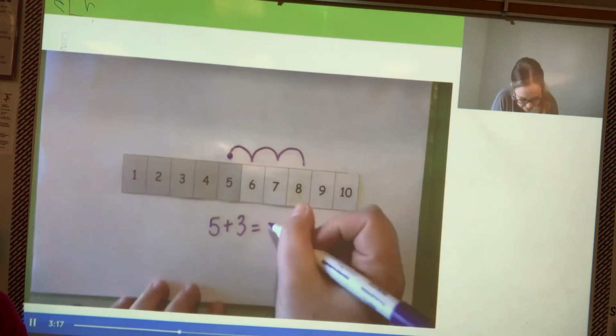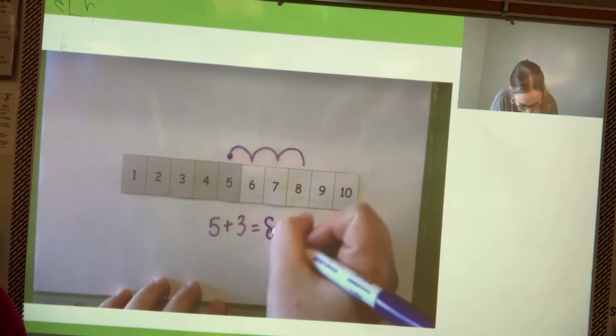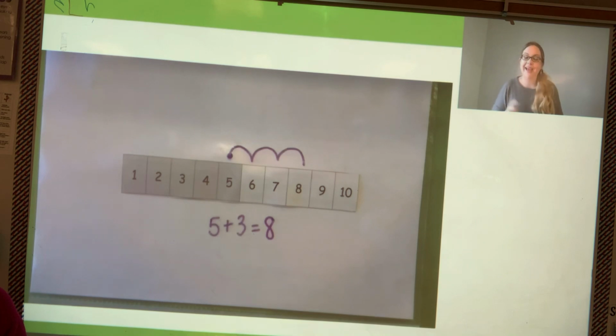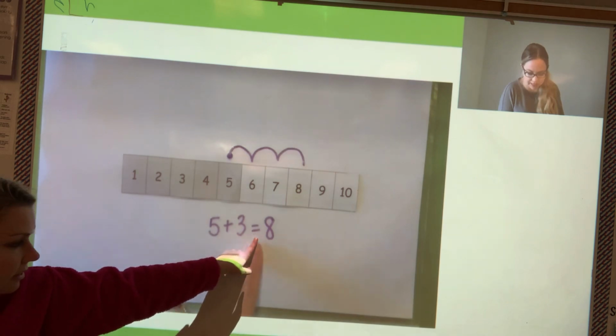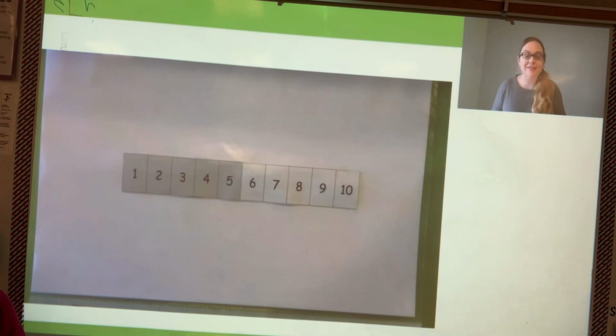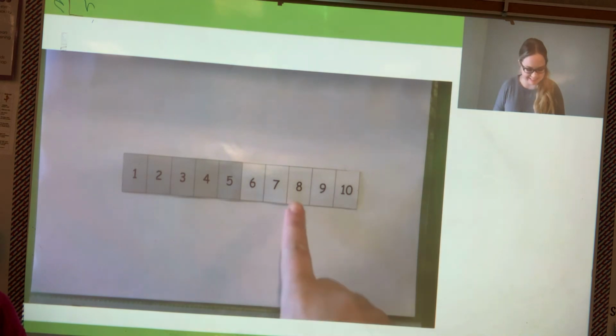I'm going to finish my number sentence with the number 8. Let's read this number sentence together. Okay, let's read it. 5 plus 3 equals 8. This time, we're going to start on the number 8. So take your finger and put it on the number 8.